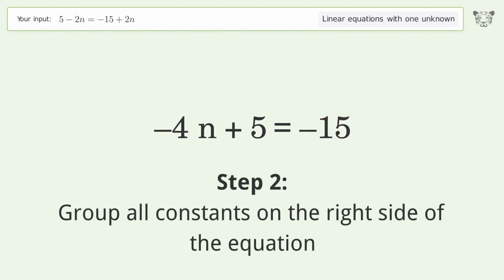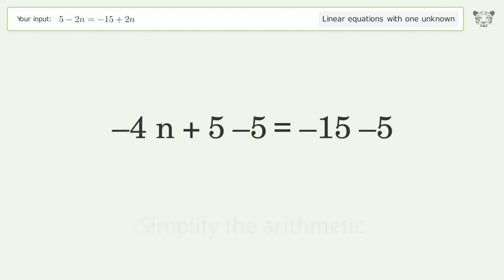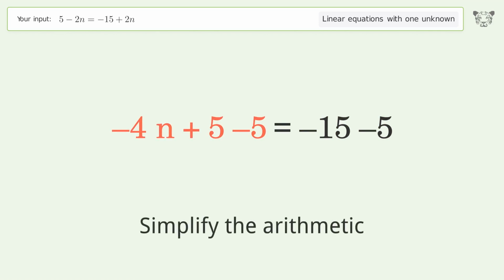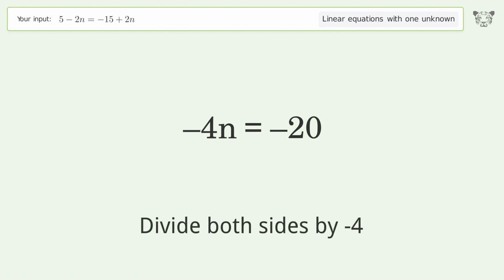Group all constants on the right side of the equation. Subtract 5 from both sides. Simplify the arithmetic. Isolate the n. Divide both sides by -4.